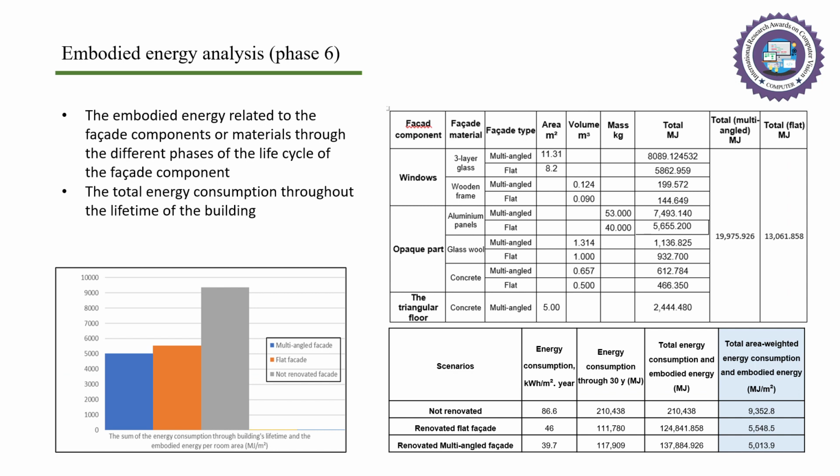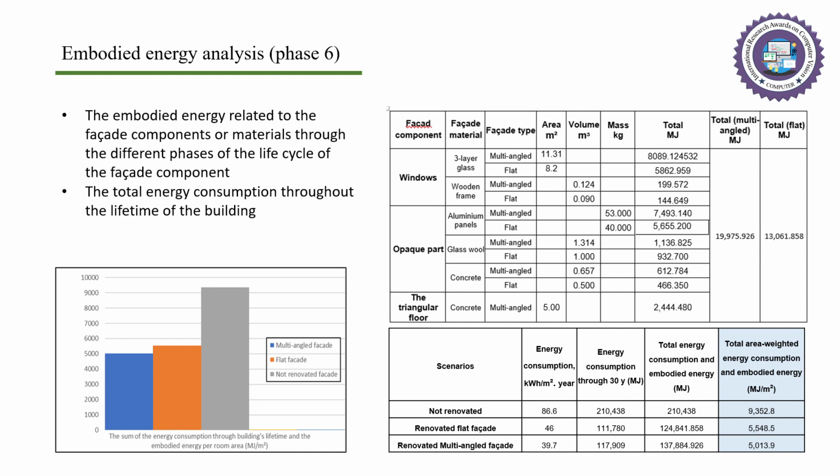The embodied energy analysis for the multi-angled facade and the flat facade includes the following values. First, the embodied energy related to the facade components or materials through the different phases of the life cycle of the facade component. Second, the total energy consumption through the lifetime of the building. The calculations of these two energy values are shown in the two tables to the right.